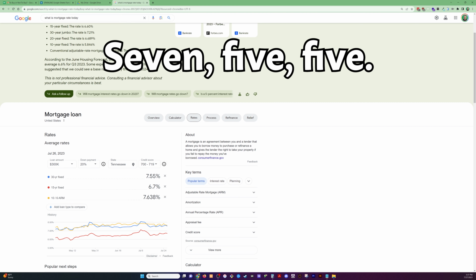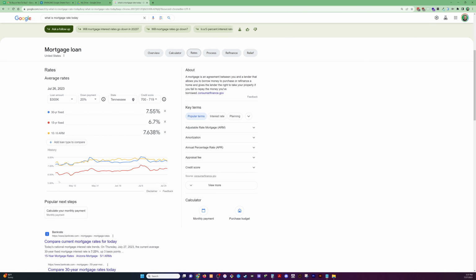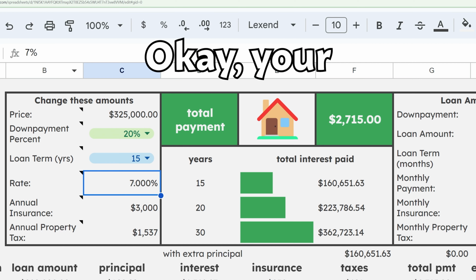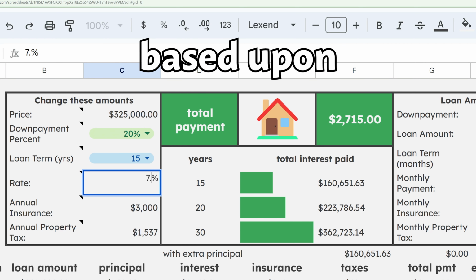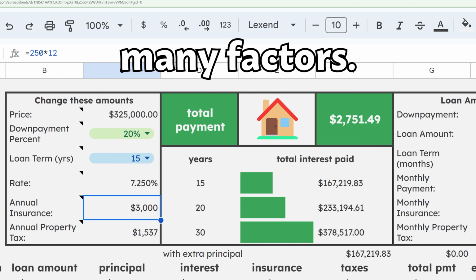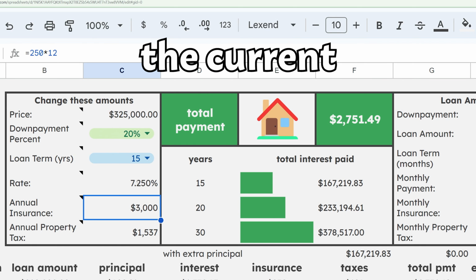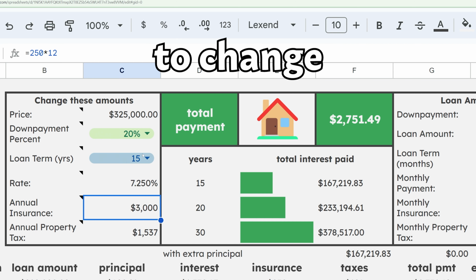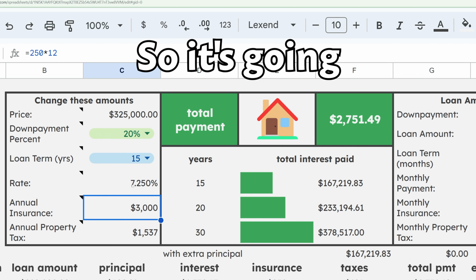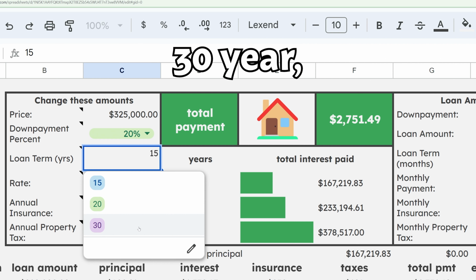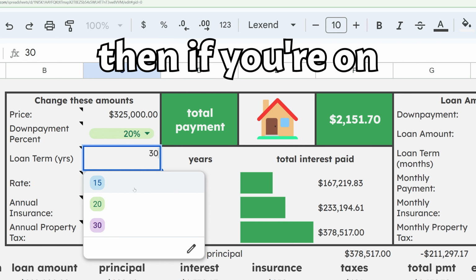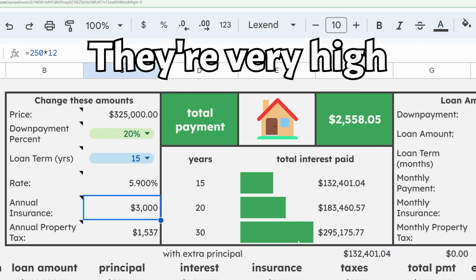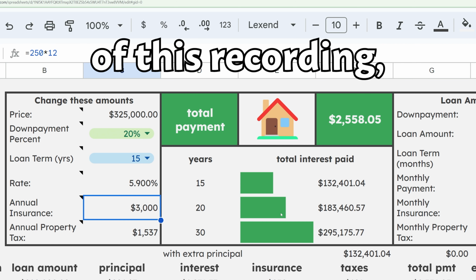Wow, 7.55. Holy cow. Okay. Your rate is going to change based upon many factors: your credit score, the current market rates, etc. It's also going to change depending on your loan term. So it's going to be higher if you're on a 30-year than if you're on a 15-year. This may be, I don't know, up to 5.9%. They're very high as of the date of this recording.